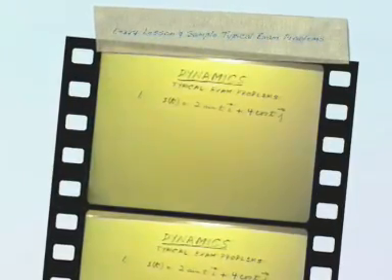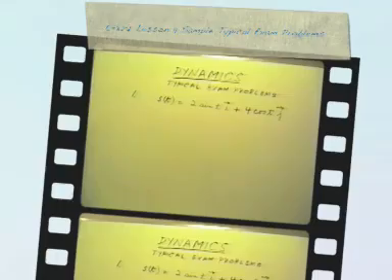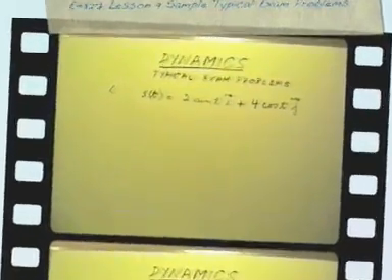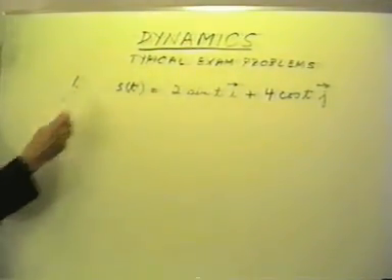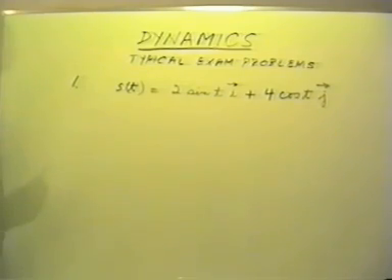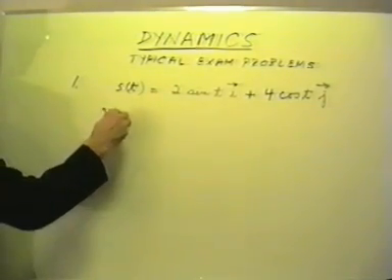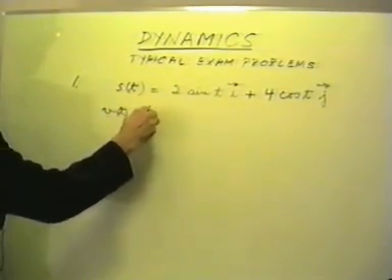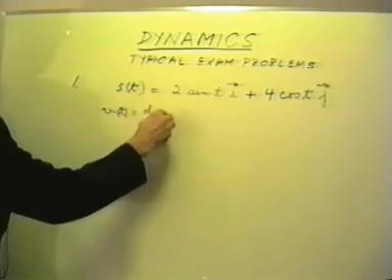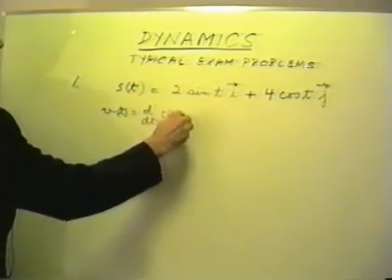Problem number one, we're given that the position of a particle is defined by this equation. We'd like to find in number one the velocity and in number two the acceleration. We just need to differentiate. V of t, the velocity, is d/dt of s of t.